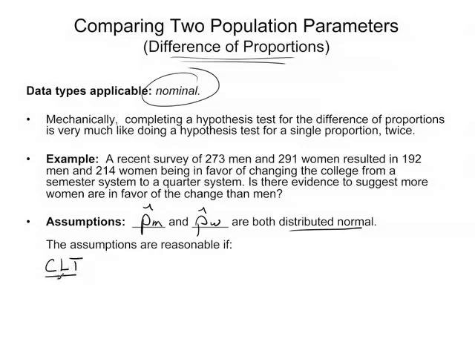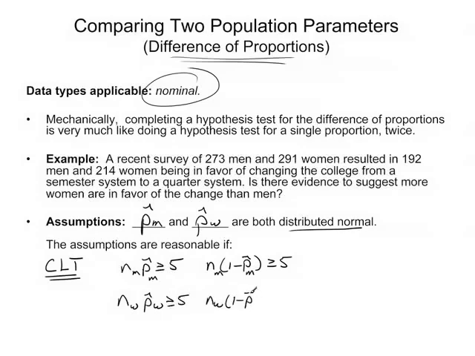Now, if this is one proportion, we'd say n times p hat has to be at least 5, and n times 1 minus p hat has to be at least 5. But because we have two proportions, I need to identify this as being for the men. And then I'm going to repeat it for the women. So n sub w times p hat sub w has to be at least 5, and n sub w times 1 minus p hat sub w has to be at least 5.